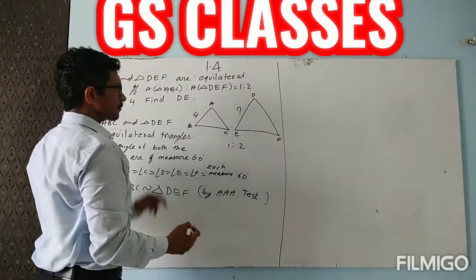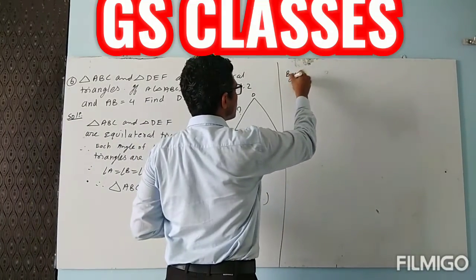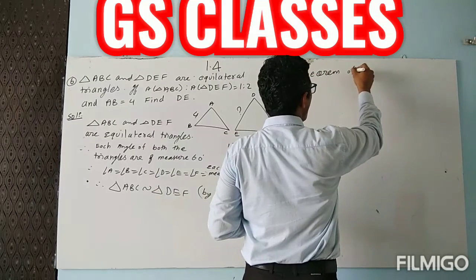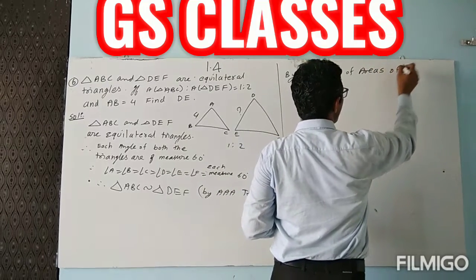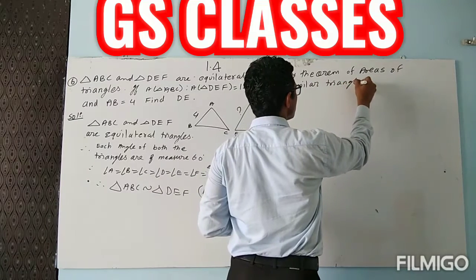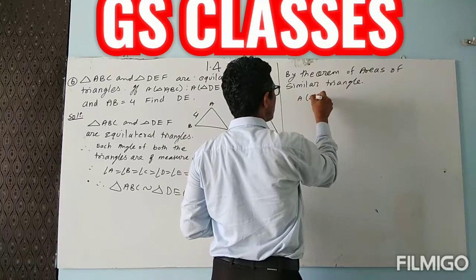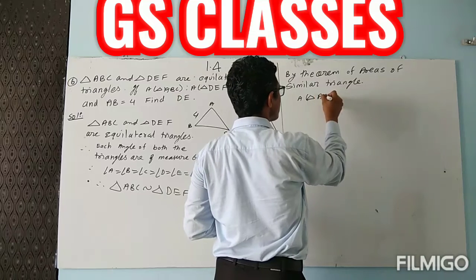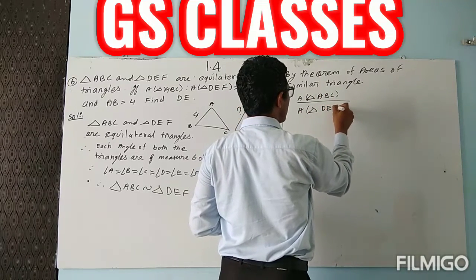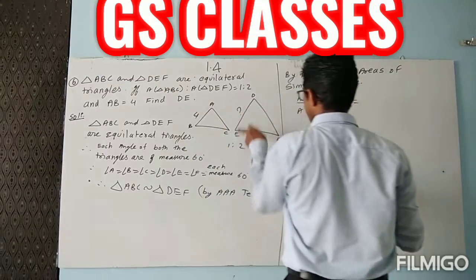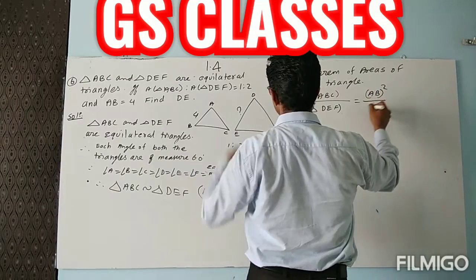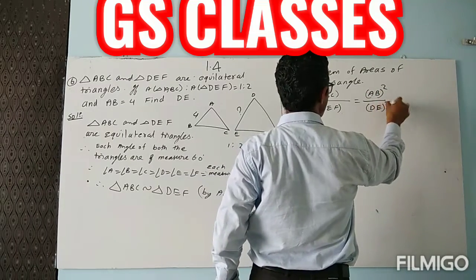Now children, we will write by theorem of areas of similar triangles, area of triangle ABC by area of triangle DEF. Since they have given us AB, I will write AB squared by DE squared.